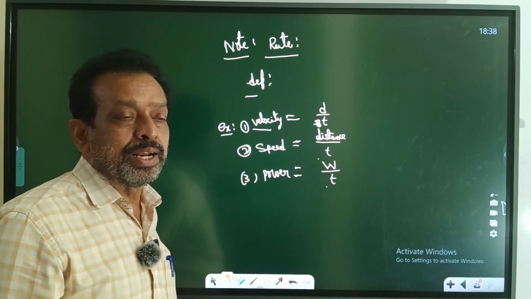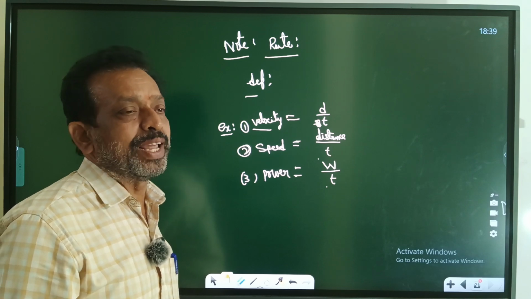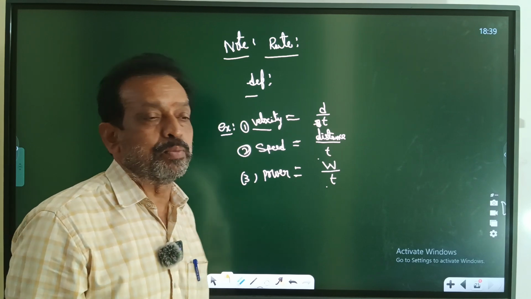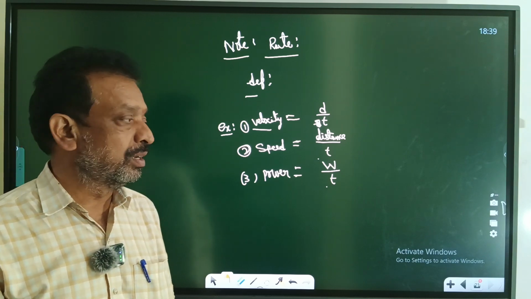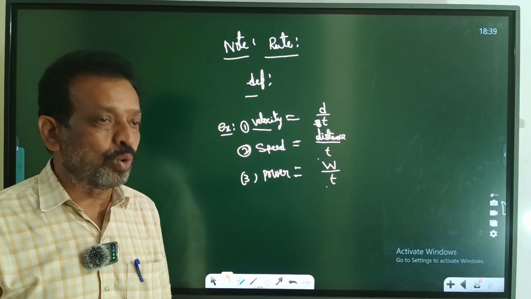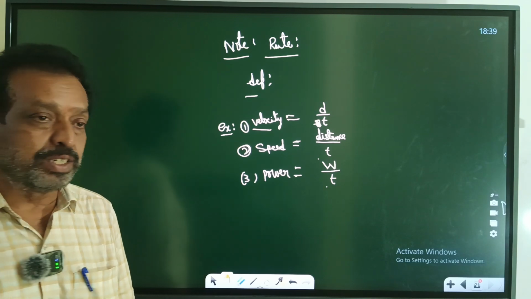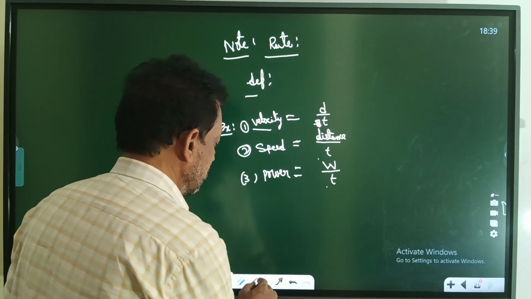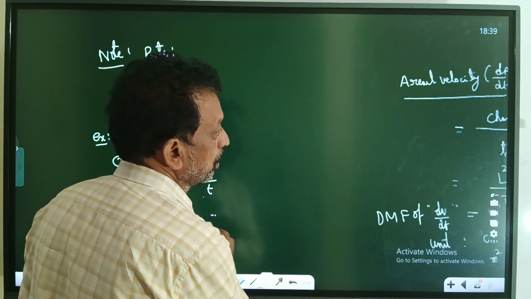If you go to the market, rate means money. What is the rate of 1 kg tomato? What is the rate of 1 kg dal? What is the rate of potato? Rate means money in the market, but in physics, rate means time. Okay, good.